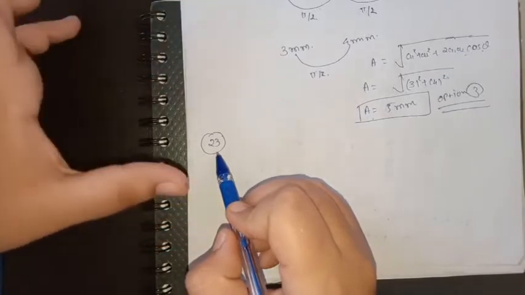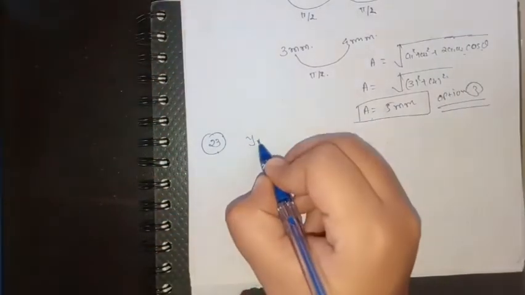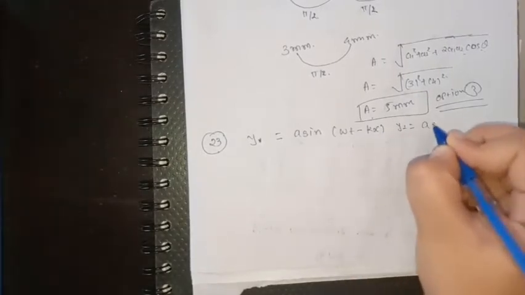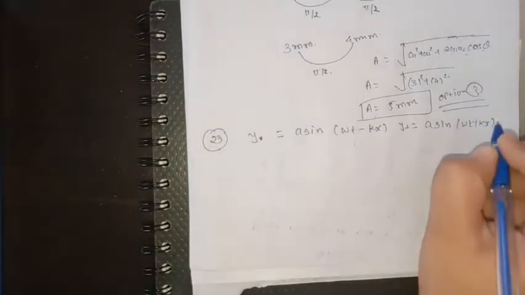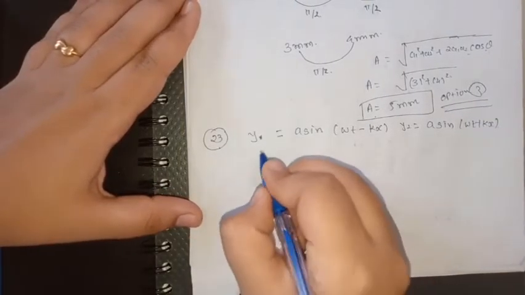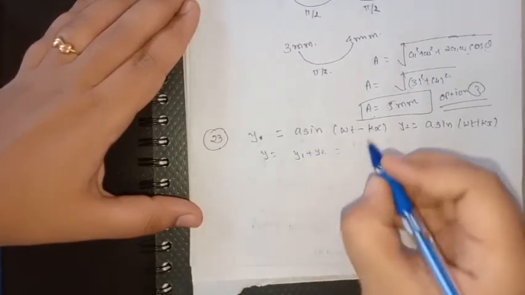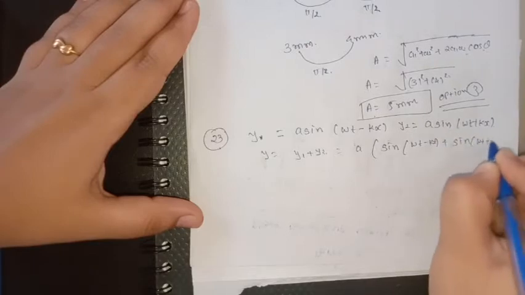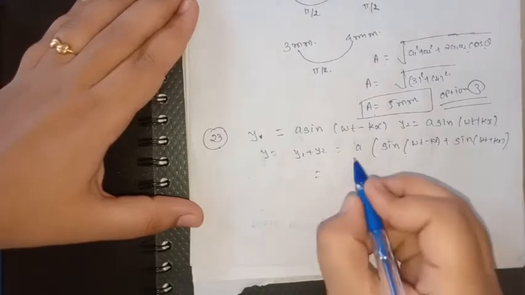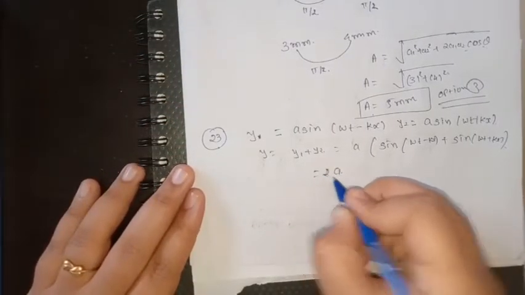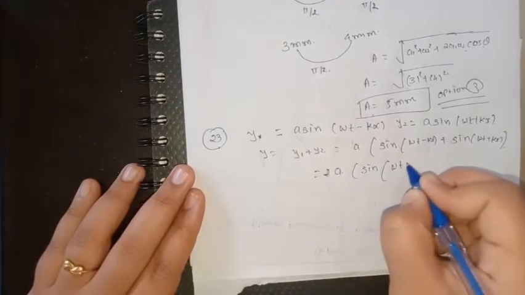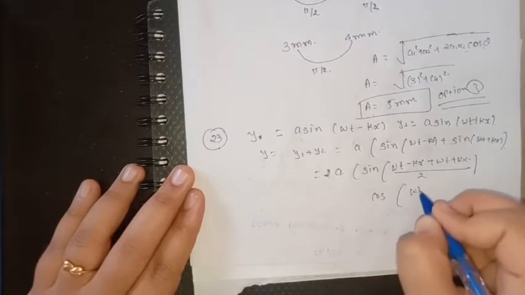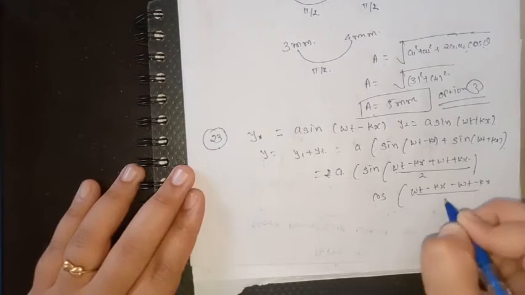In question number 23, it is given that a standing wave is produced by superimposing two waves. y1 is equal to A sine of (omega t minus kx), and y2 is equal to A sine of (omega t plus kx). We want to find the amplitude of the particle at distance x. The resultant wave will be y1 plus y2. It can be written as A into [sine of (omega t minus kx) plus sine of (omega t plus kx)]. If we simplify this, we can write A into 2 sine of ((omega t minus kx plus omega t plus kx) divided by 2) into cos of ((omega t minus kx minus omega t minus kx) divided by 2).